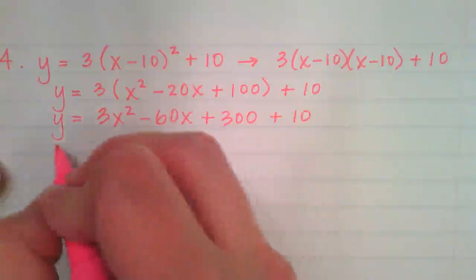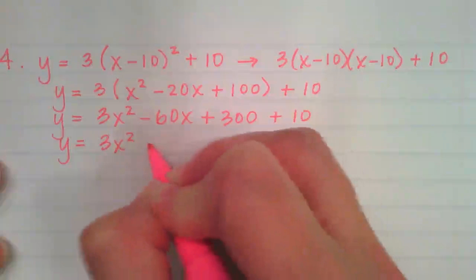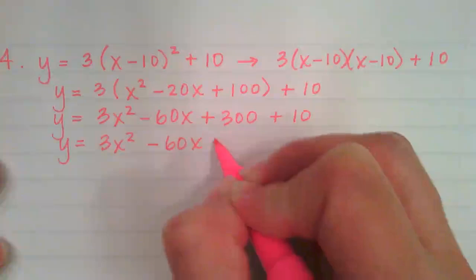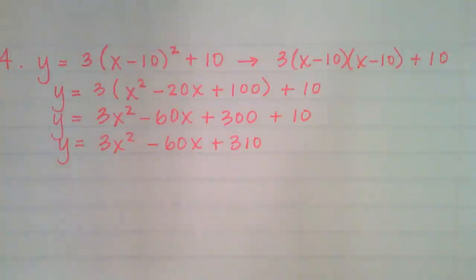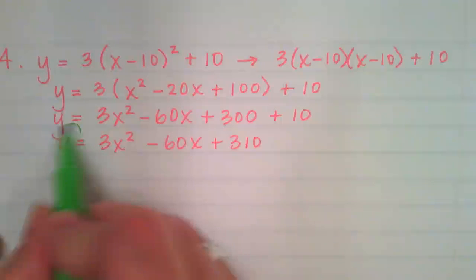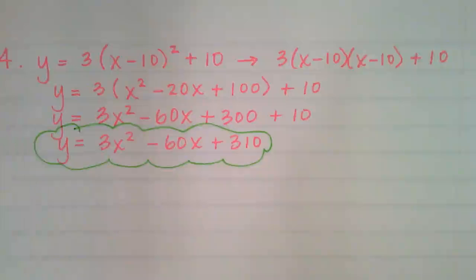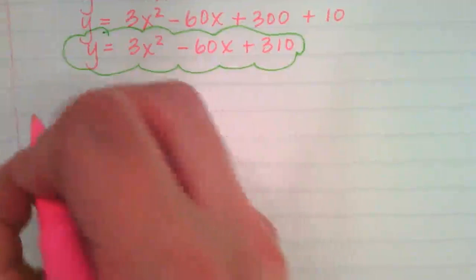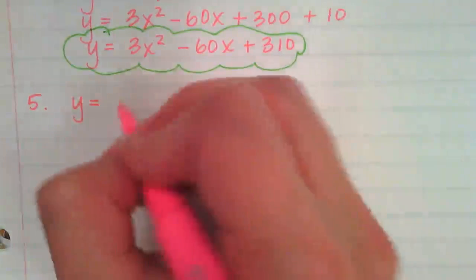And now I need to combine like terms, so y equals 3x squared minus 60x plus 310. And now I have standard form. So that one's done. All right, next one, number 5, we're doing intercept form. So intercept form means factored form. So all I need to do is factor.